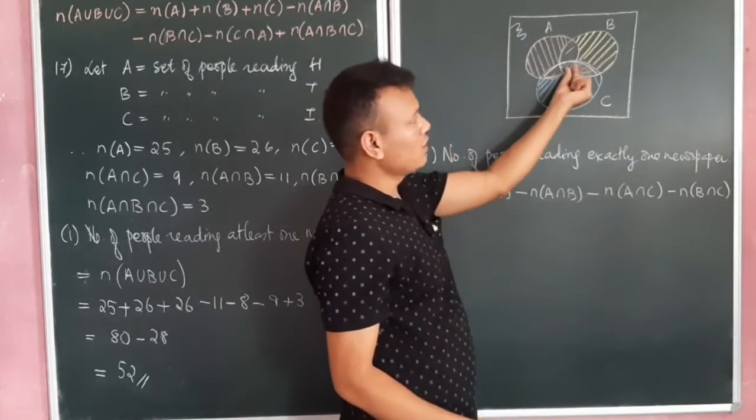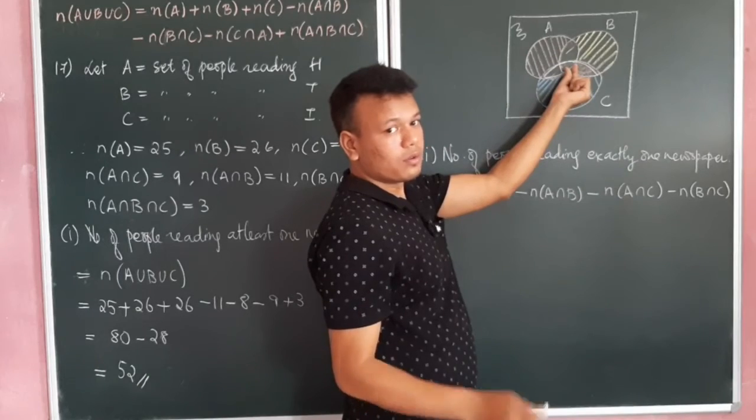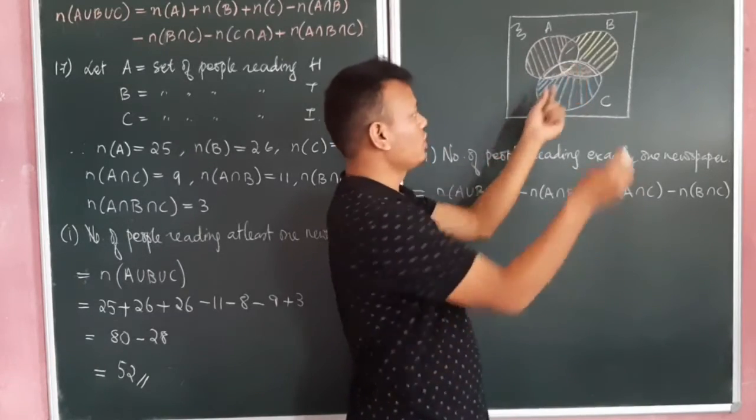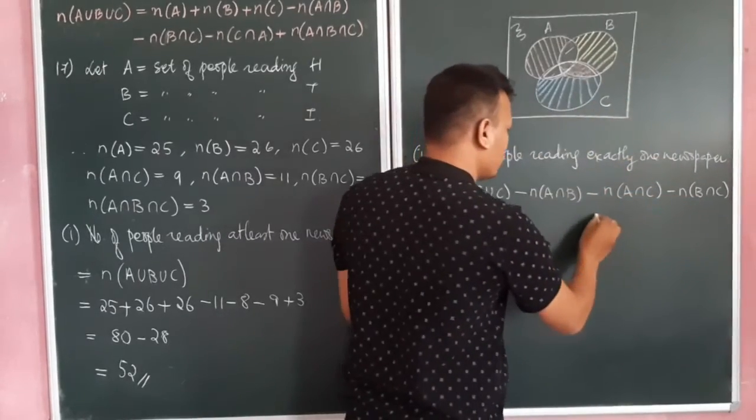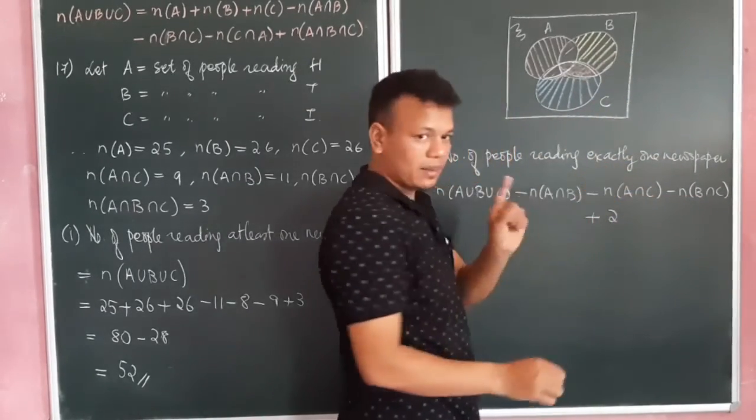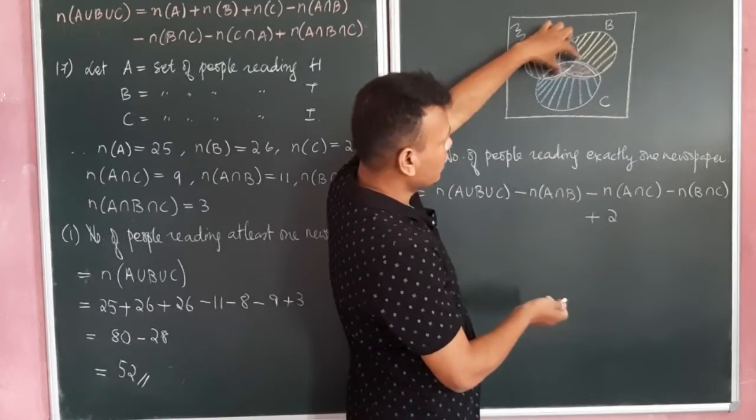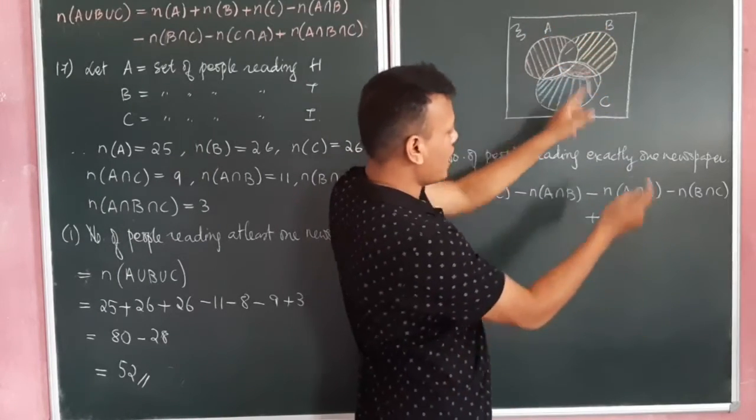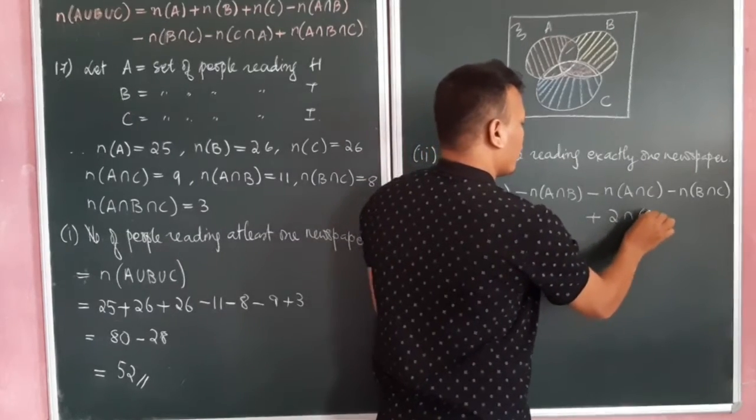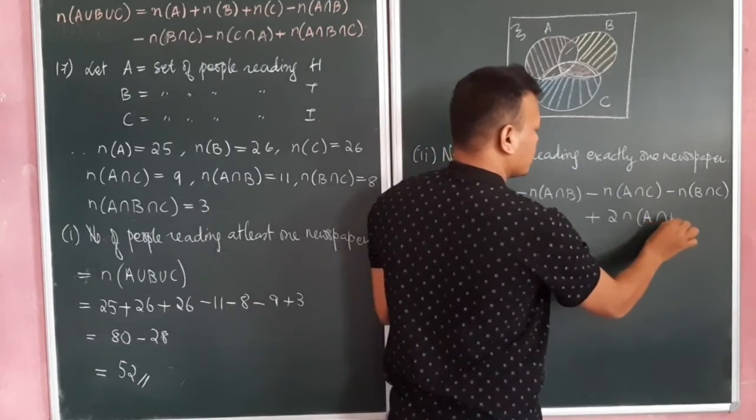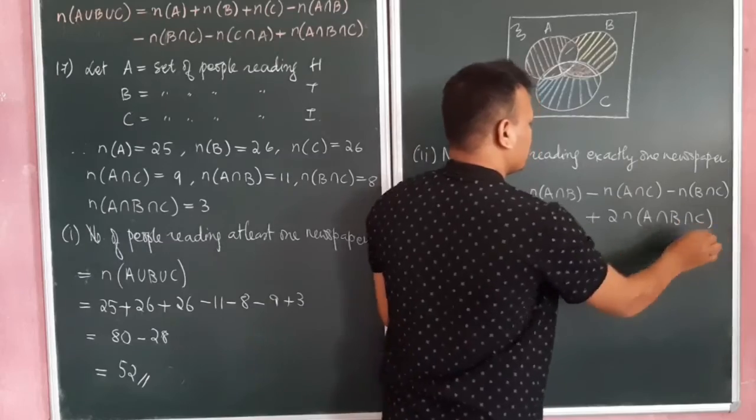in order to nullify this, what do we have to do? We have to add these two. These two are removed, no? So we have to include these two. And what are these two? See, I have removed this twice, here and here. So that's why I have to add them up twice. So that's why 2 times N of A intersection B intersection C.